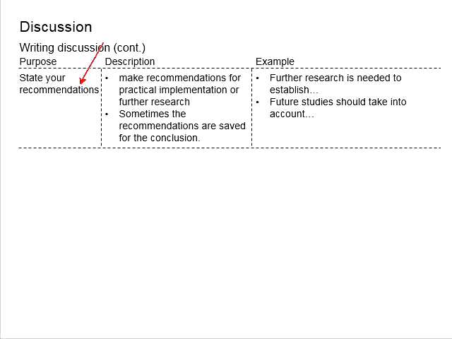Next, if your purpose is to state your recommendations, what you are doing is making recommendations for practical implementations or for further study. Of course, sometimes you can save these recommendations for the conclusions, so you can choose to put them in the discussion section or in the conclusions. The example sentences for stating the recommendations are: further research is needed to what? And then, further study should take into account what? The recommendations can be on the basis of your methodology being carried out, the scope of the study, how the result can be processed otherwise, and so on.